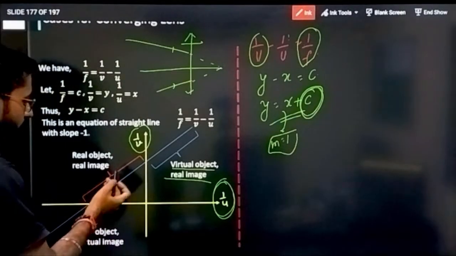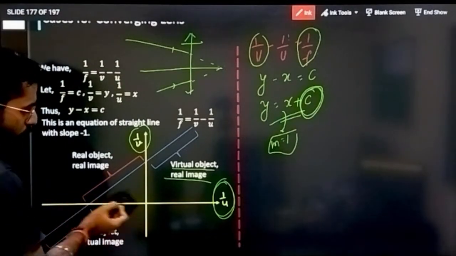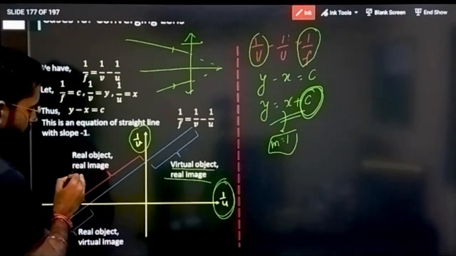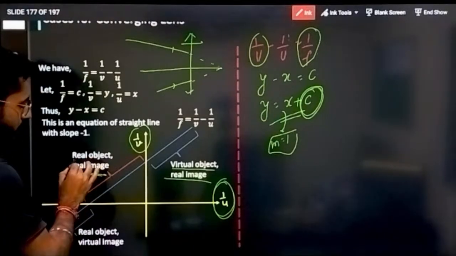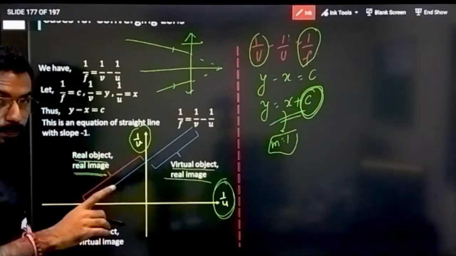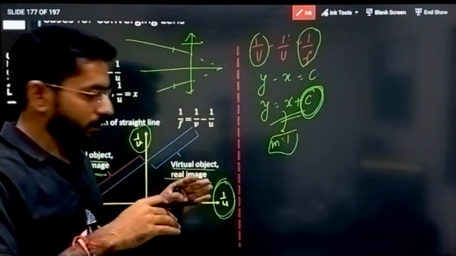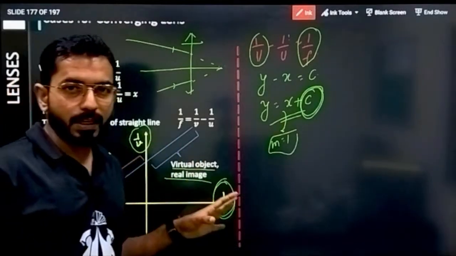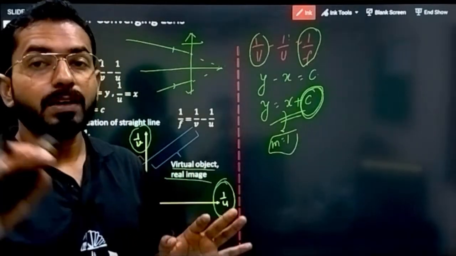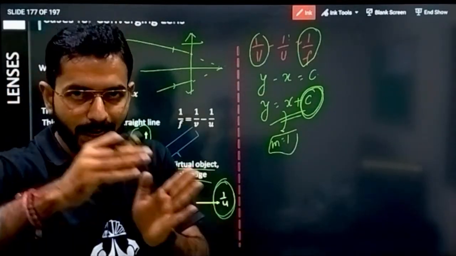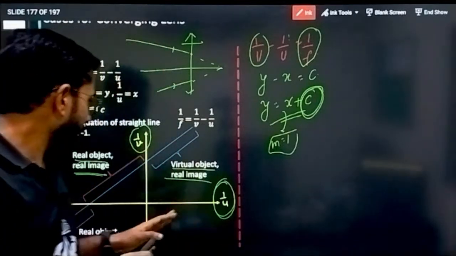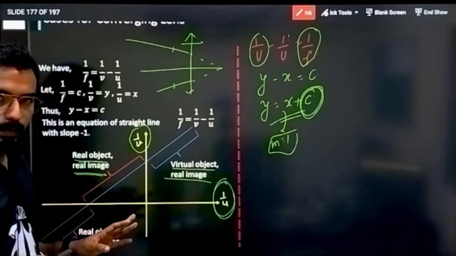Now the other thing you can say: if u is positive, that means it is always a real image. If u is negative, that means it is a real object, and v is positive, that means it is forming on the other side of the lens. So I can say real object, real image.